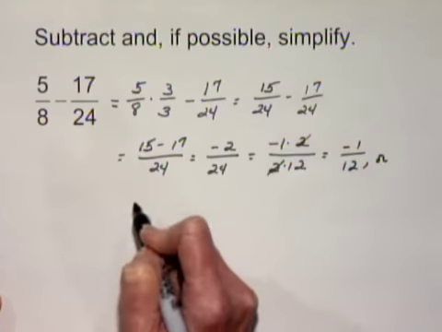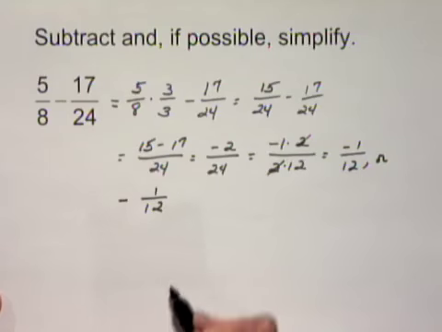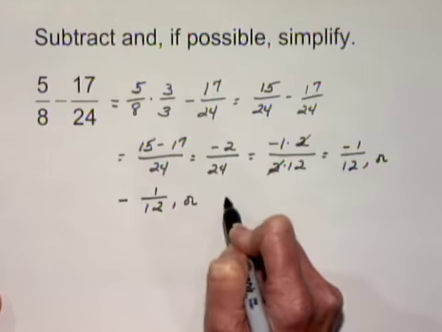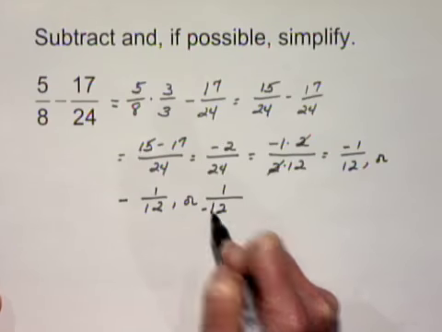Or I could also express this as -1/12 with the negative sign in front of the fraction bar, or if I wanted to, I could write it as 1 over -12.